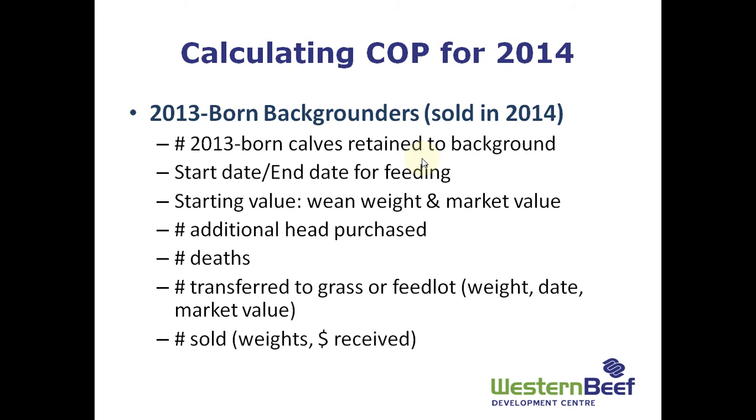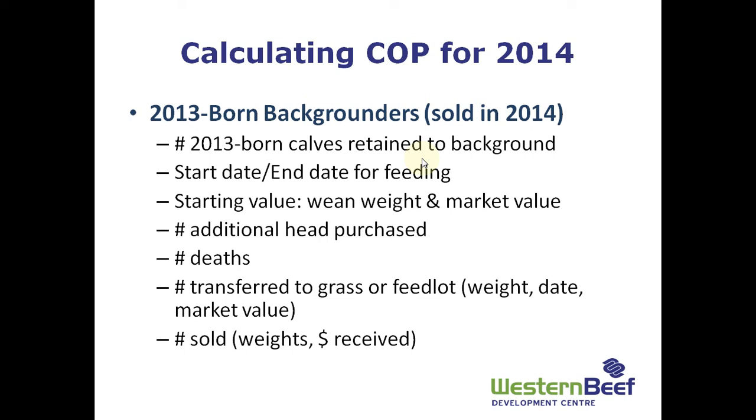If you want to do cost of production for your backgrounders, again, look at the 2013 born calves that would have been marketed sometime in 2014. A good place to start for their starting value and weight is at point of weaning, where they were taken off their mothers and then put onto feed. And so you'll need their weaning weights and a market value, and what date was it that they were weaned and put onto feed, and then eventually what date were they marketed. So that's the end date for feeding. Was there any additional head purchased for backgrounding?